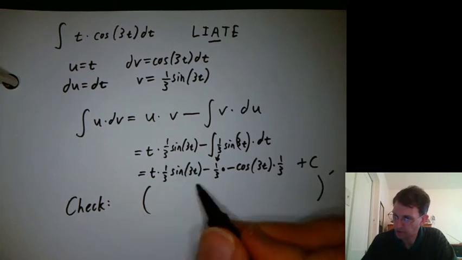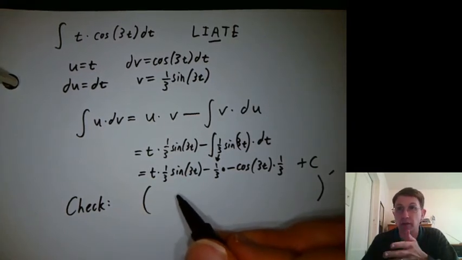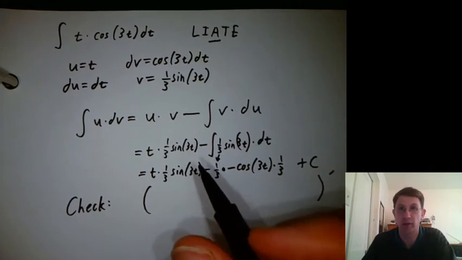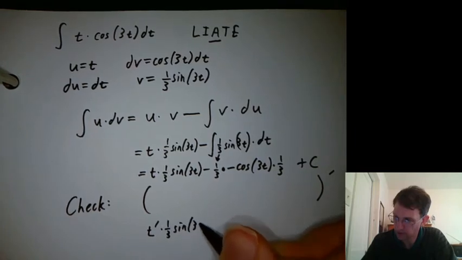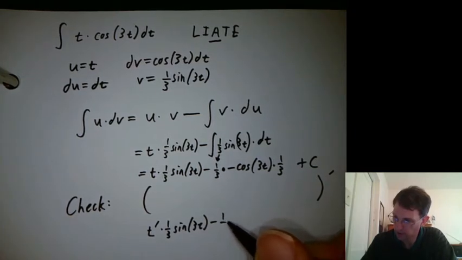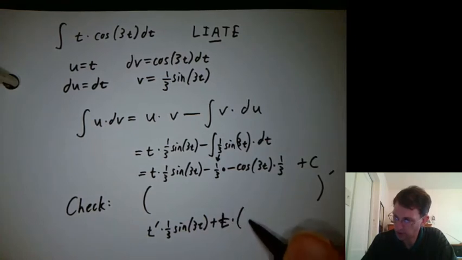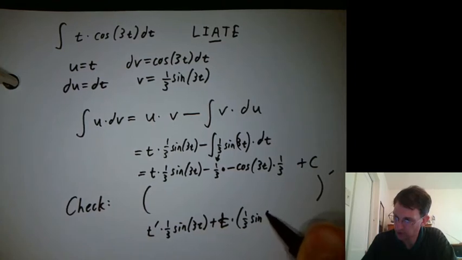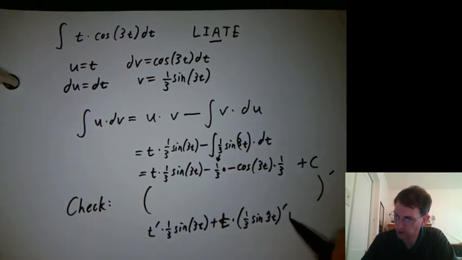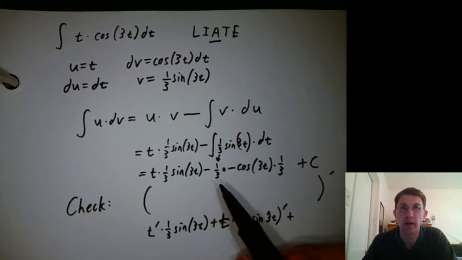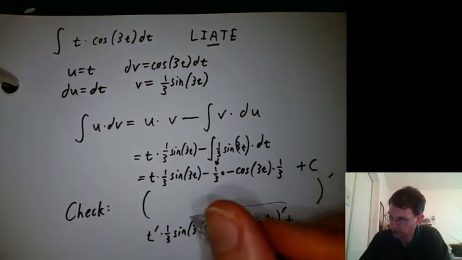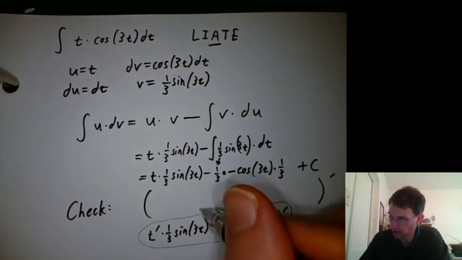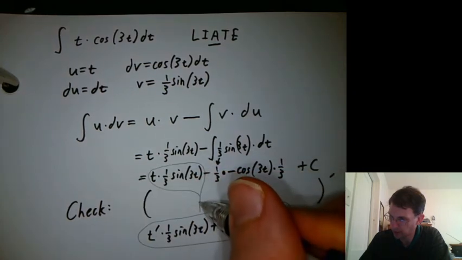What's the derivative of this part? I'm going to need the product rule, which makes sense because integration by parts is the opposite of the product rule. So I'm going to get t prime times 1/3 sine 3t, plus, for the product rule, t times the derivative of 1/3 sine 3t. I'm kind of letting my columns run all crazy here. So that's the product rule. Here, let's highlight that this part all comes from that part right there.